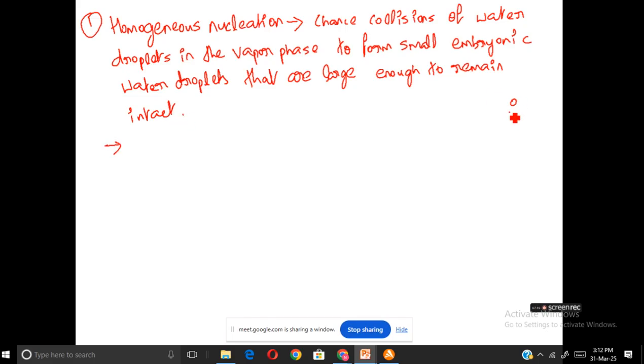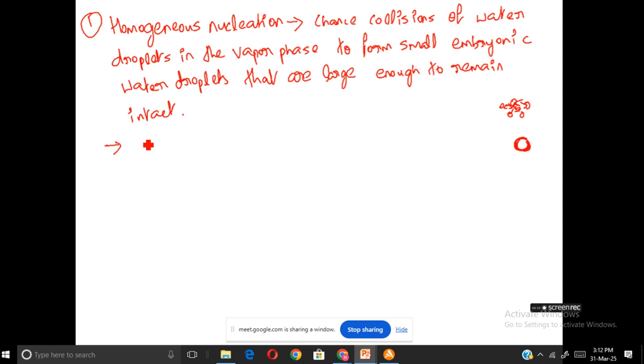There will be a large number of water vapor molecules. These vapor molecules collide with each other, and during the collision, condensation occurs and they form water droplets. The size of these water droplets will generally be very small, and it will be very difficult for them to survive. Once these droplets are formed, they will immediately evaporate back into the vapor phase.